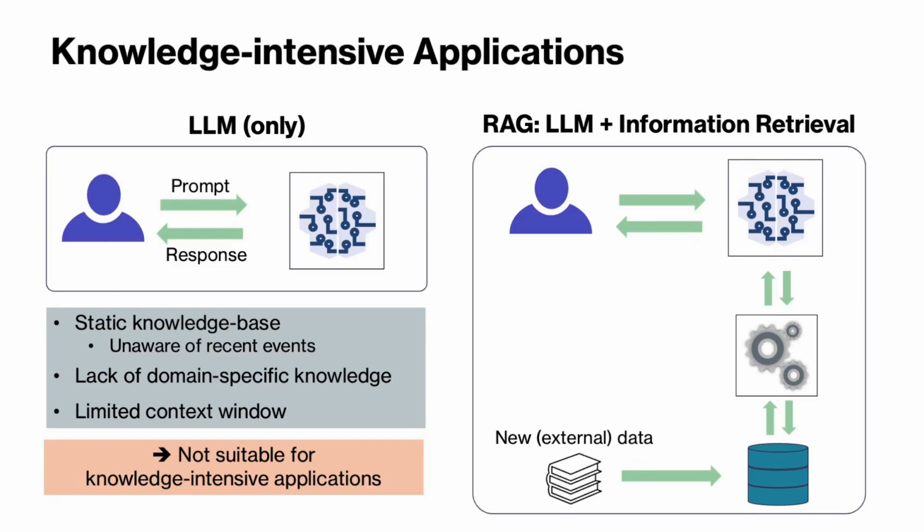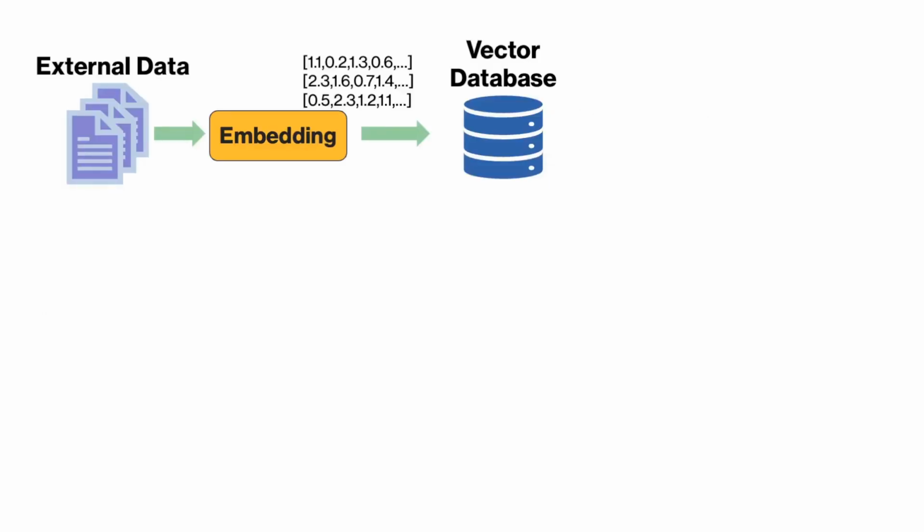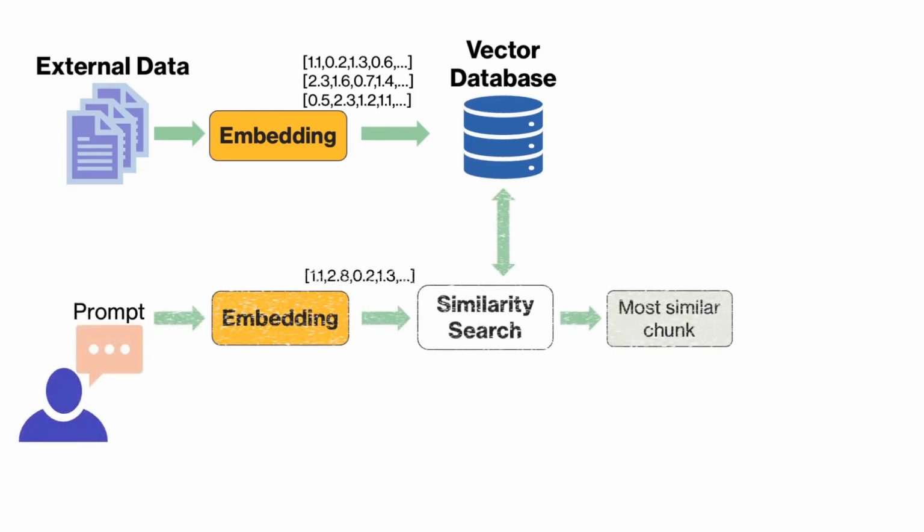A RAG system is built for a new data source, which is also called the external data because it is external to the LLM. First, this external data is split into chunks, and the embedding vectors for each chunk are computed and stored in a vector database. Then, when a user sends a prompt, the same embedding model is applied to the prompt, and an embedding vector is computed for that prompt.